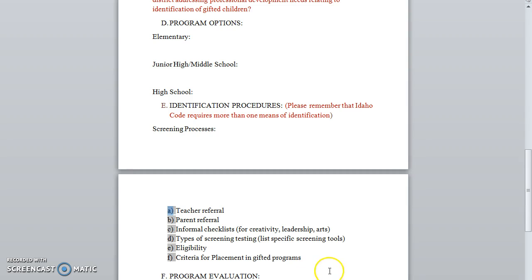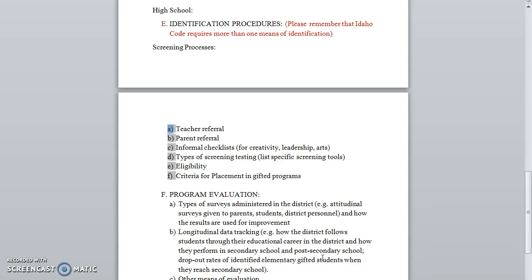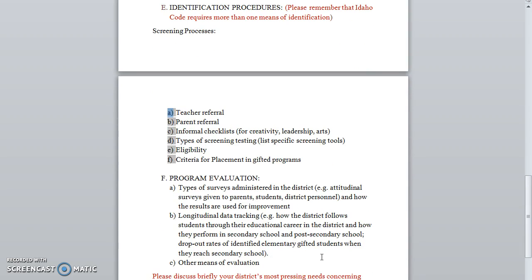And so you can write how you have established as a district your eligibility and criteria for placement in gifted programs. And I know that some of the larger districts actually have students on a waiting list because they need more resources. And we need to hear about this because this is evidence that we need more funding for gifted education. And then how is your program evaluated on a regular basis?